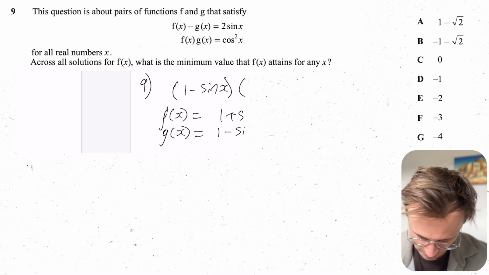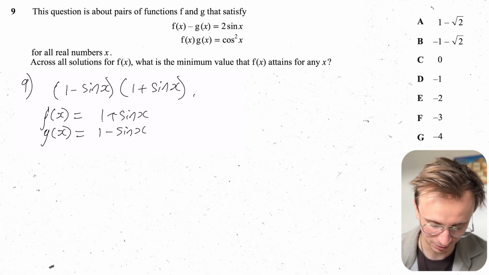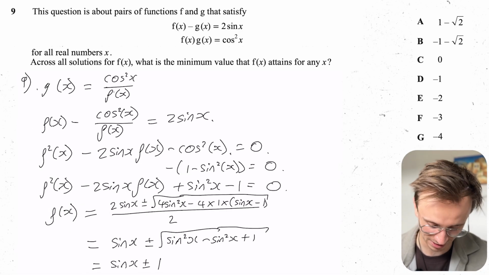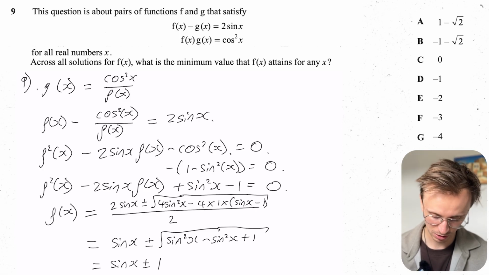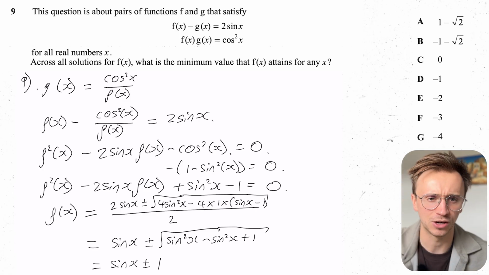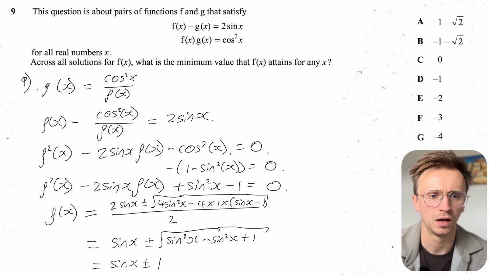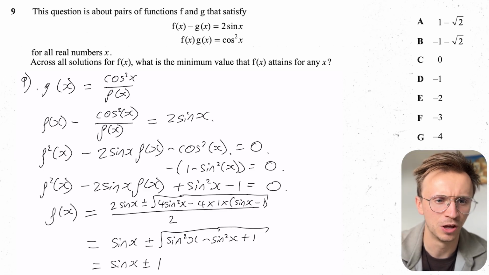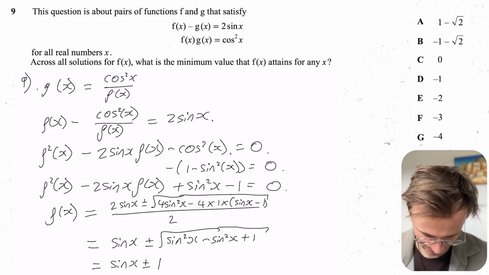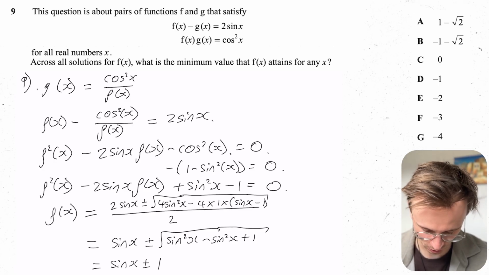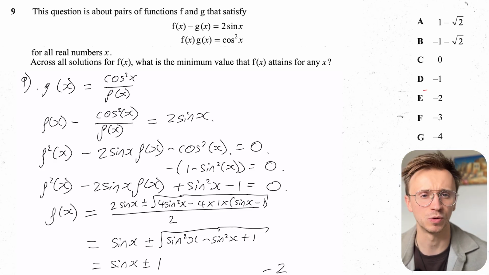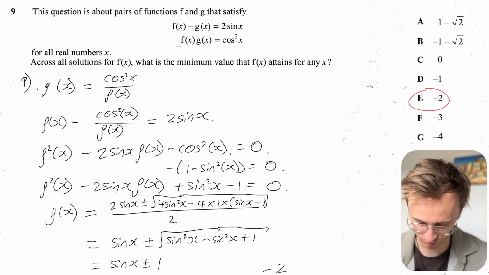When I was looking here, I ended up getting f of x equals 1 plus sine x or 1 minus sine x, and then g of x is 1 minus sine x. I just didn't see the other result. So what do we actually have here? What were they actually asking for in the question? They're asking what is the minimum value that f of x attains at any point. Well, we can see here that it goes sine x plus or minus 1, and the minimum of this is clearly minus 2 because sine goes between 1 and minus 1, and the minus 1 gives us the lowest.